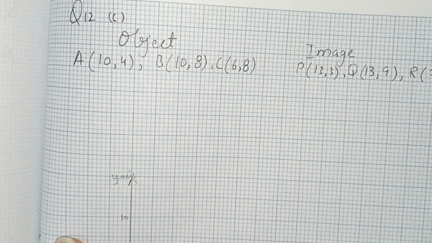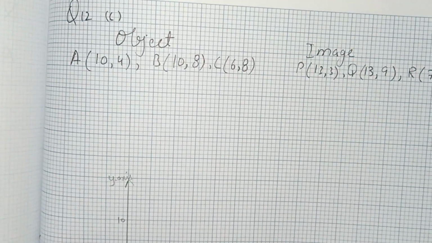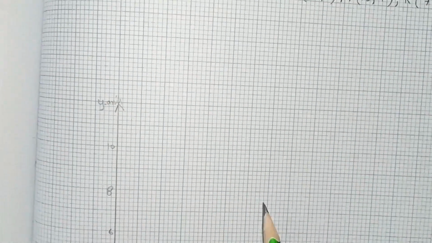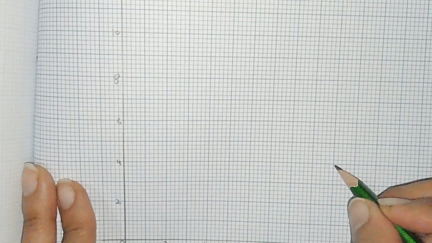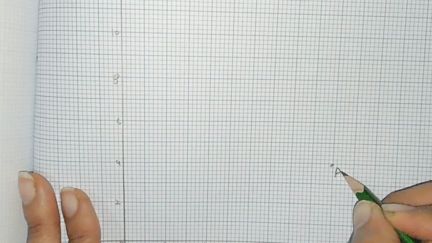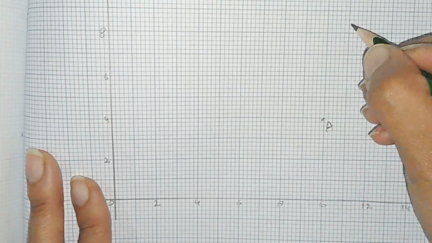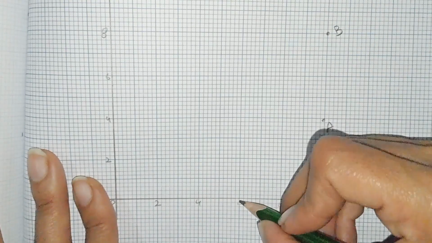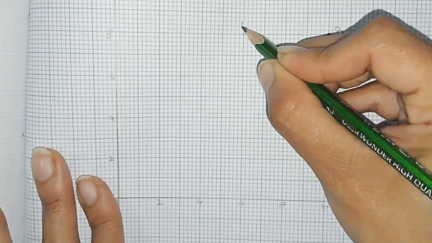Now students, this is the C part and these are the points of the object. First we have to draw this triangle, then its image, and then we find the scale factor and the center of enlargement. The A is 10 and 4. This is 10 and this one is 4. This is the point A, and B is 10 and 8. This is the point B. And C is 6 and 8. This is 6 and this one is 8. This is the point C.